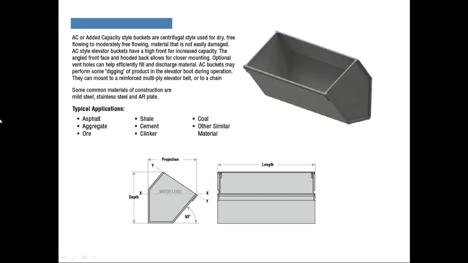The AC style elevator buckets have a high front for increased capacity. The angled front face and hooded back allow for closer mounting. Optional vent holes can help efficiently fill and discharge material. AC buckets may perform some digging of product in the elevator boot during operation. They can mount to a reinforced multi-ply elevator belt or to chain.